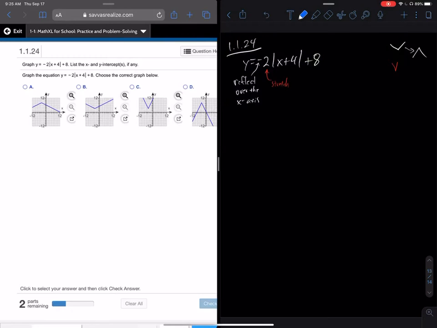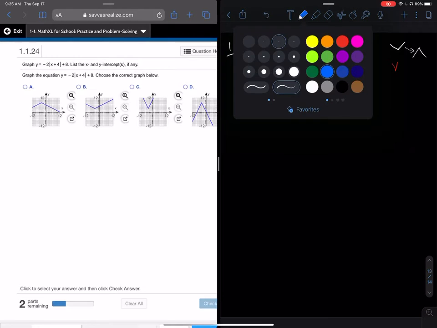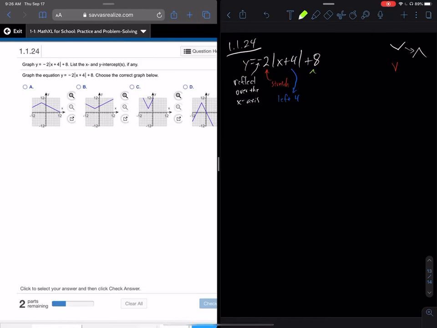The plus 4 tells me that it's going to go left 4. Remember that inside, that's going to be backward, so plus actually means left, minus actually means right. And then finally this plus 8, this is the easy one. This tells me it's going to go up 8 places.